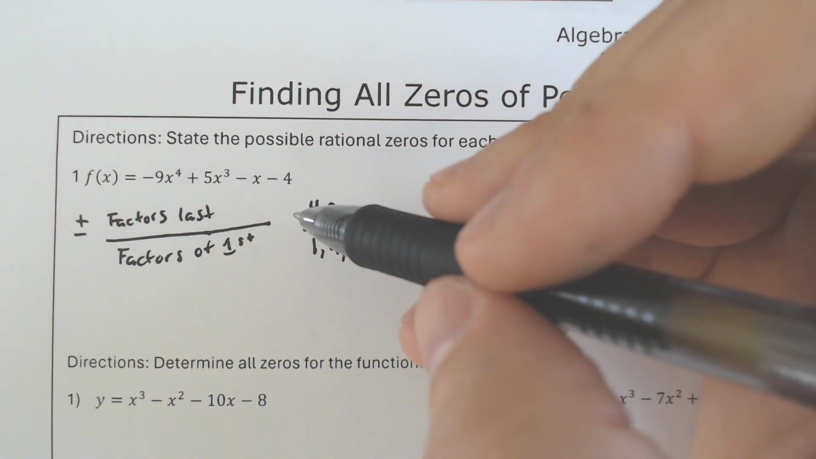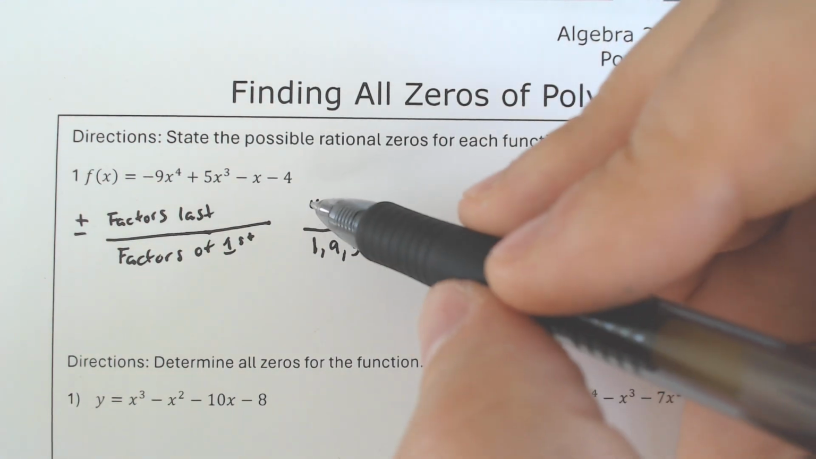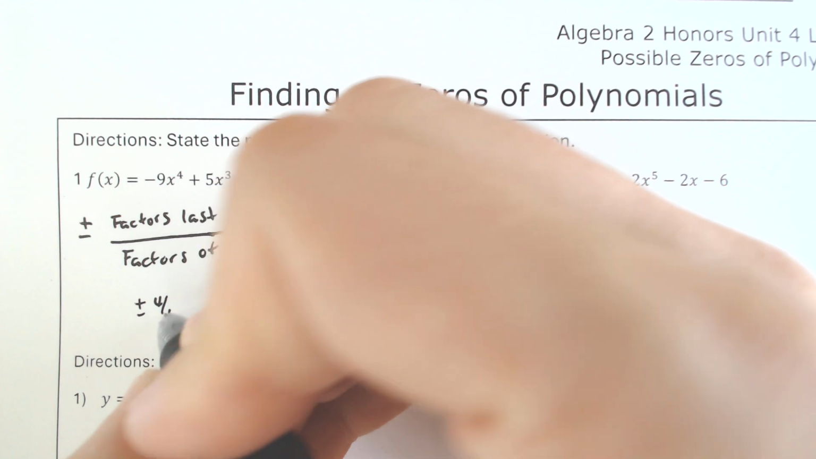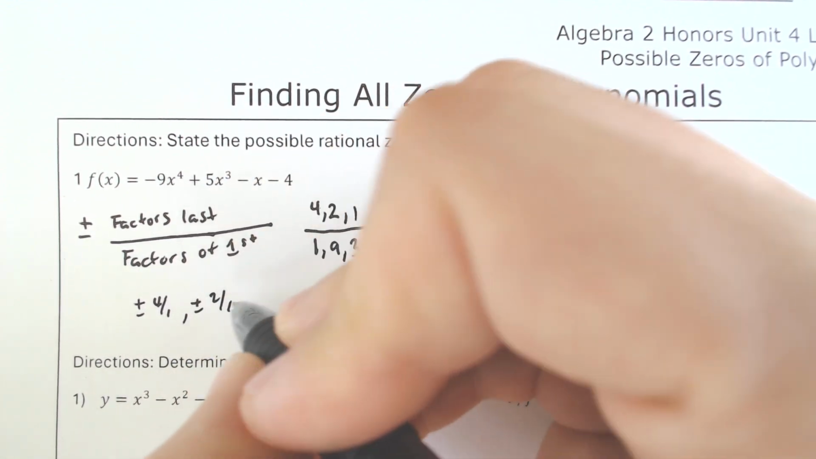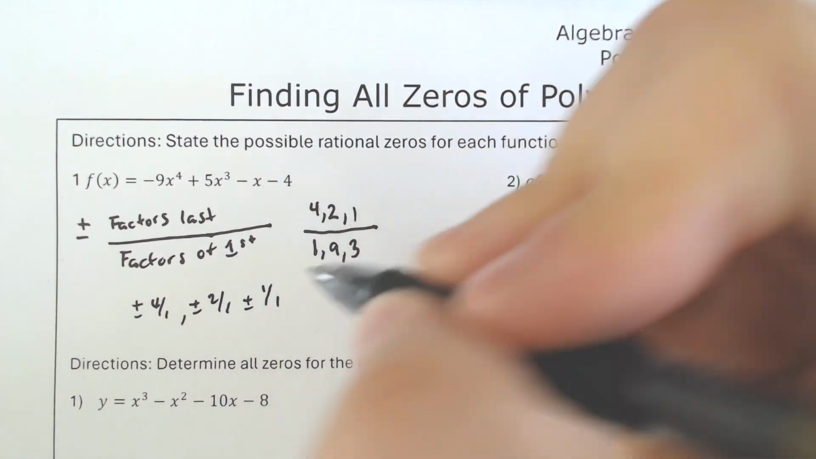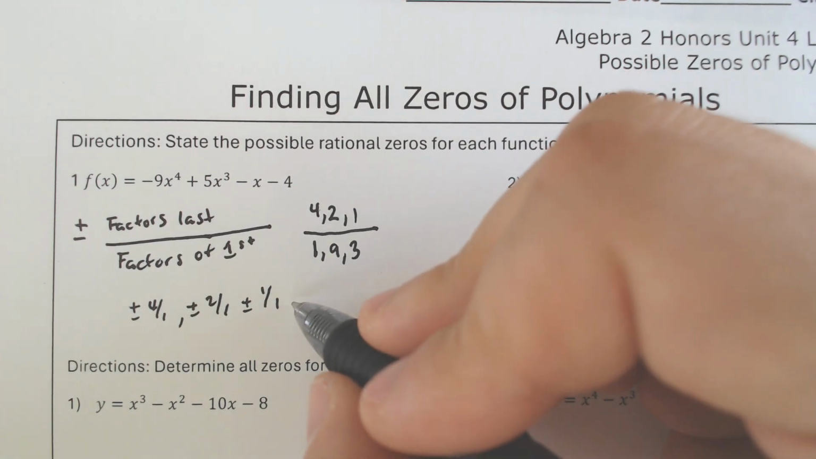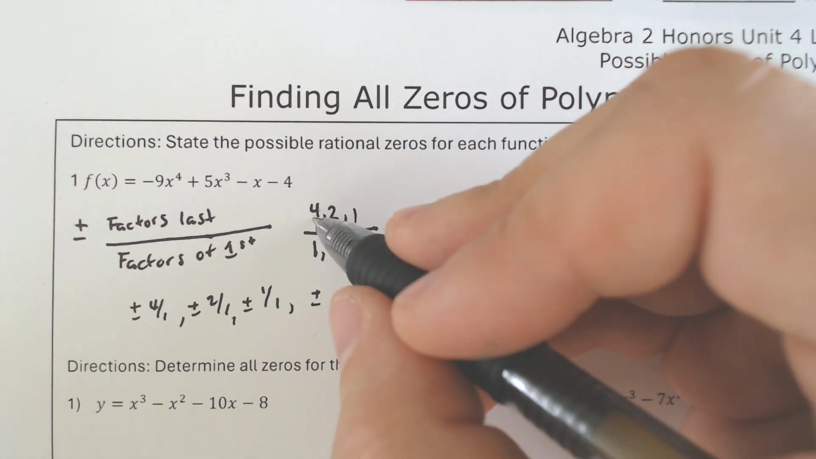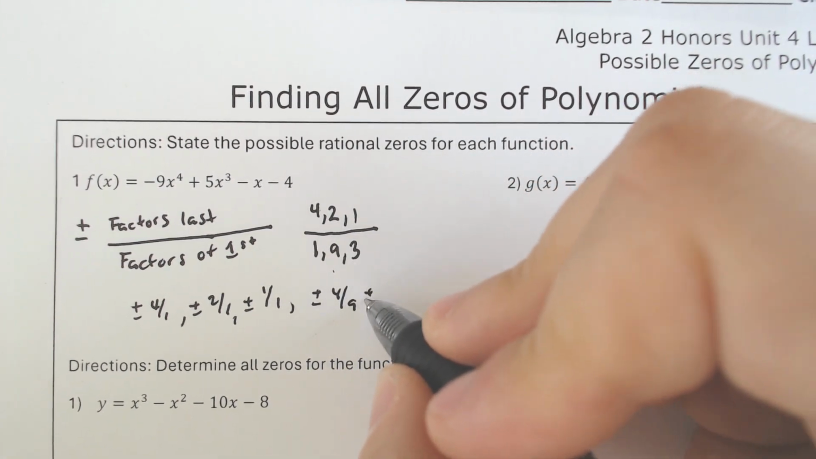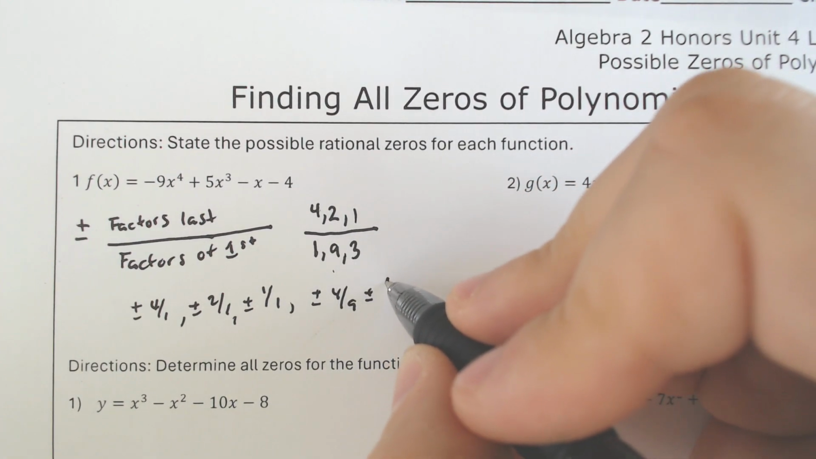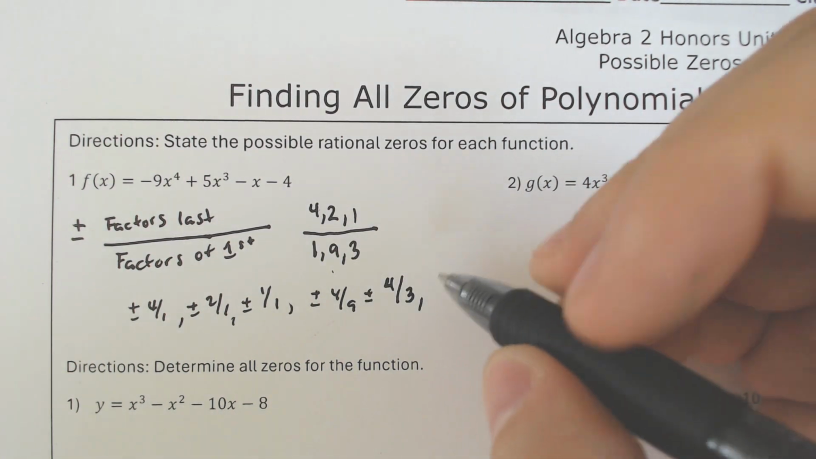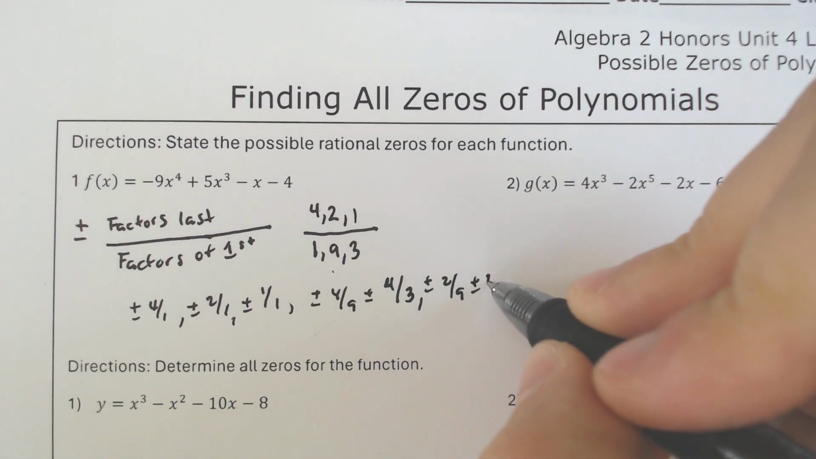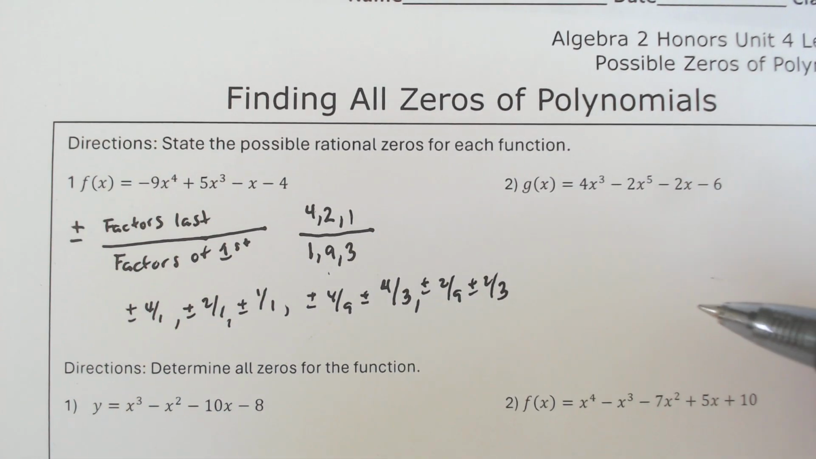The issue is that you have to put all of these over all of these. So we're going to have 4 over 1, 2 over 1, 1 over 1. So we have plus or minus 4 over 1, plus or minus 2 over 1, plus or minus 1 over 1. And I know we don't need to write the ones. We also have plus or minus 4 over 9, plus or minus 4 over 3, and plus or minus 2 over 9, and plus or minus 2 over 3. All the combinations of all of those.